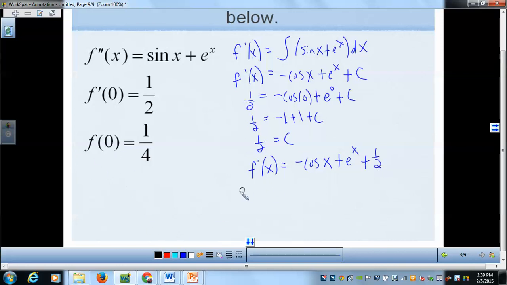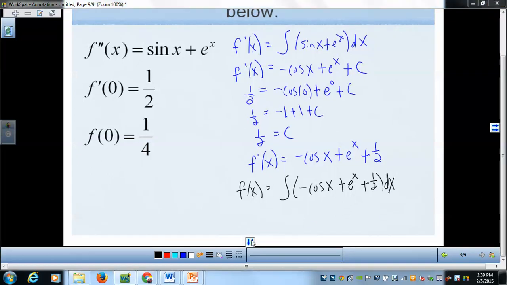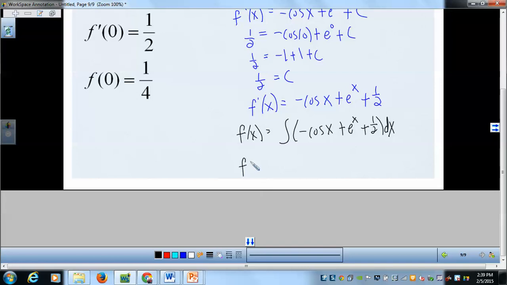Now I want to move on to my original function. So f of x is going to equal the integral of negative cosine x plus e to the x plus 1/2 dx. And once again, we just want to apply our rules. So the integral of negative cosine x is going to be negative sine x. The integral of e to the x is e to the x, and then the integral of 1/2 would be 1/2 x, and then we have our plus c.